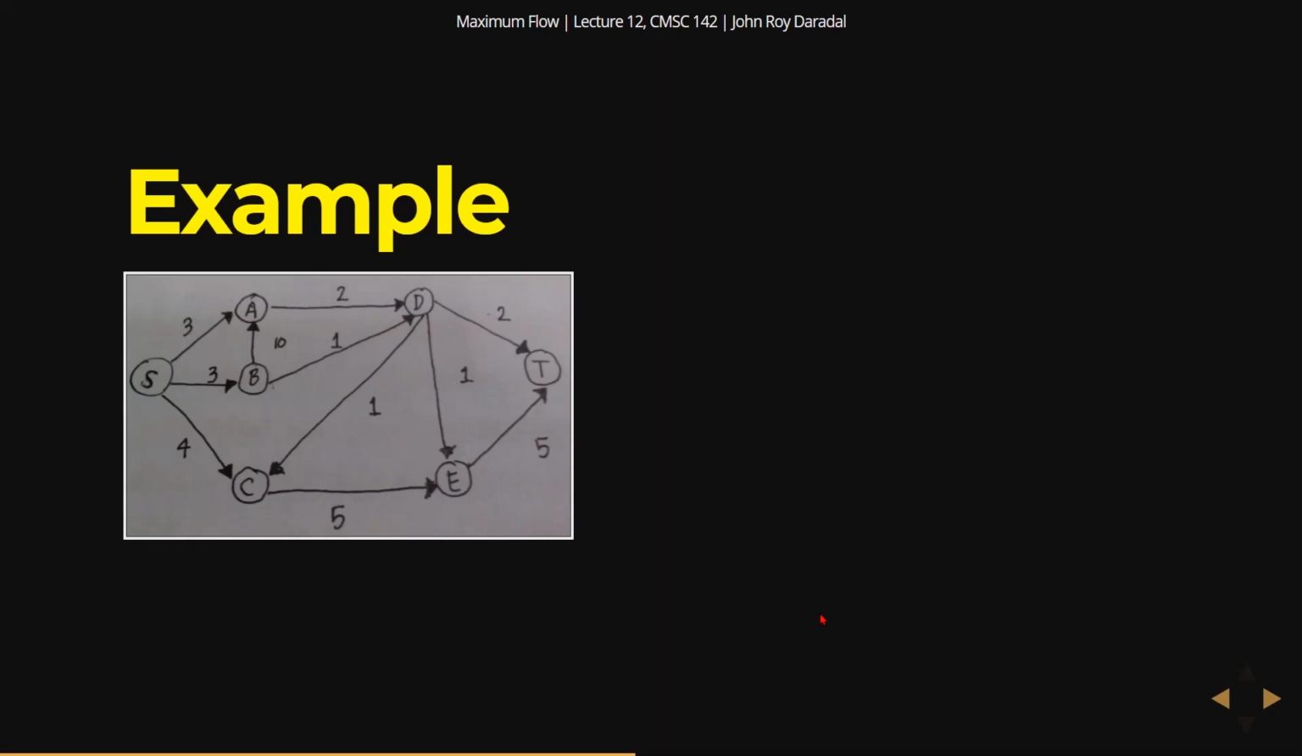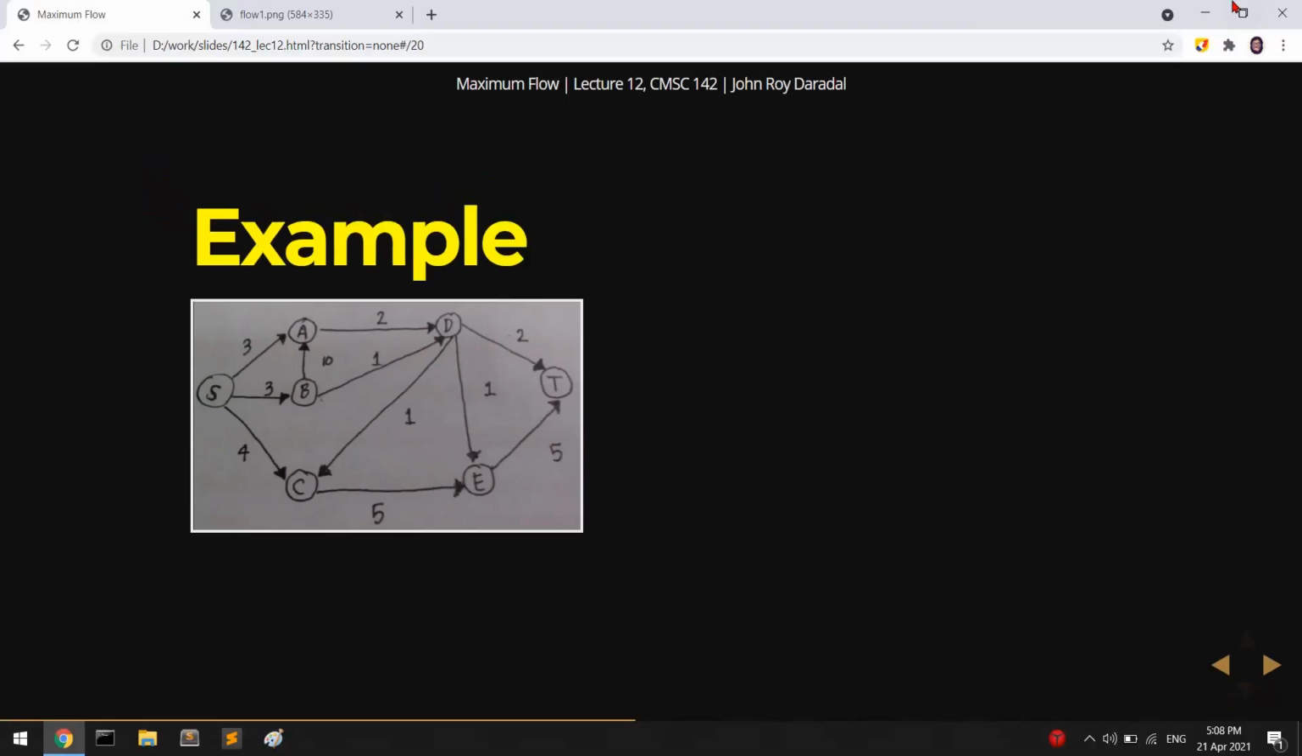Okay, so let me show you a demo for Edmonds-Karp or the Ford-Fulkerson method using BFS as the means to find the augmenting path. So for this graph, what we will do is run BFS to find our augmenting paths.